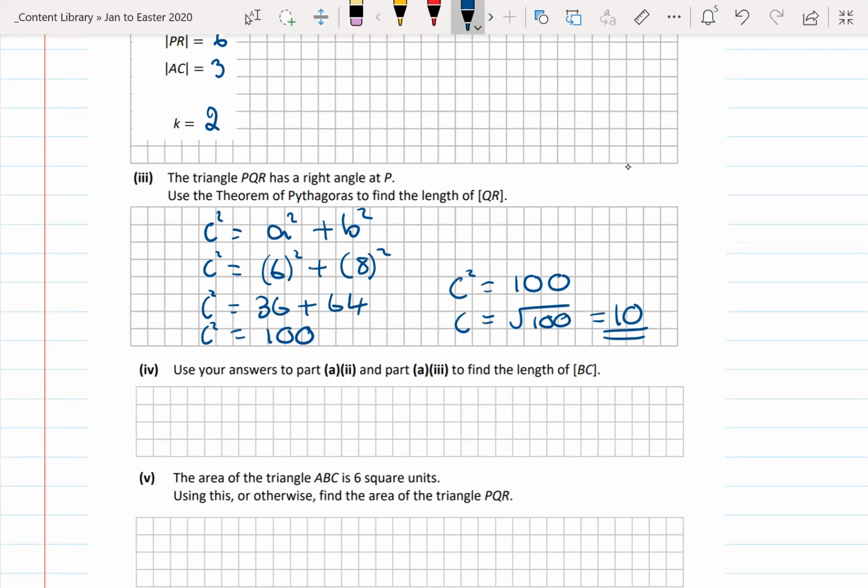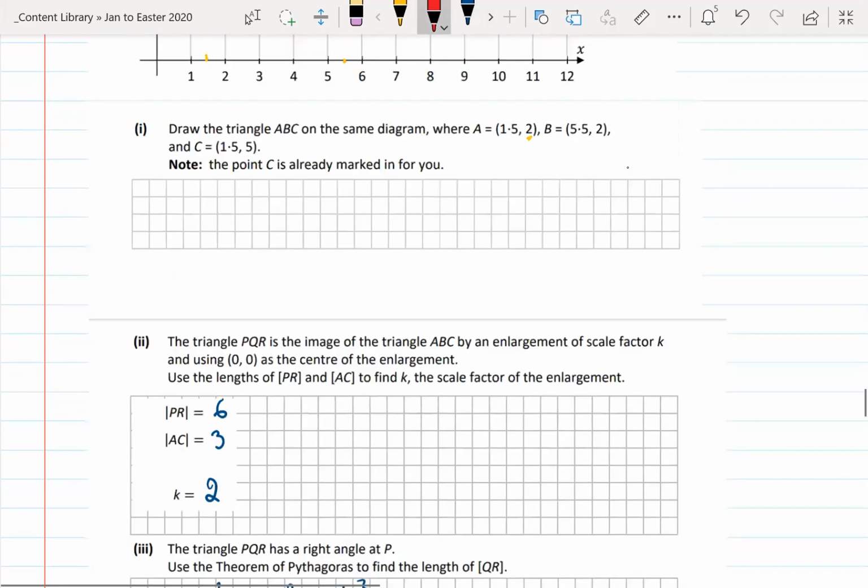Okay. Use your answers to part 2 and 3 to find the length of BC. So they're asking us now to find the length here of BC.